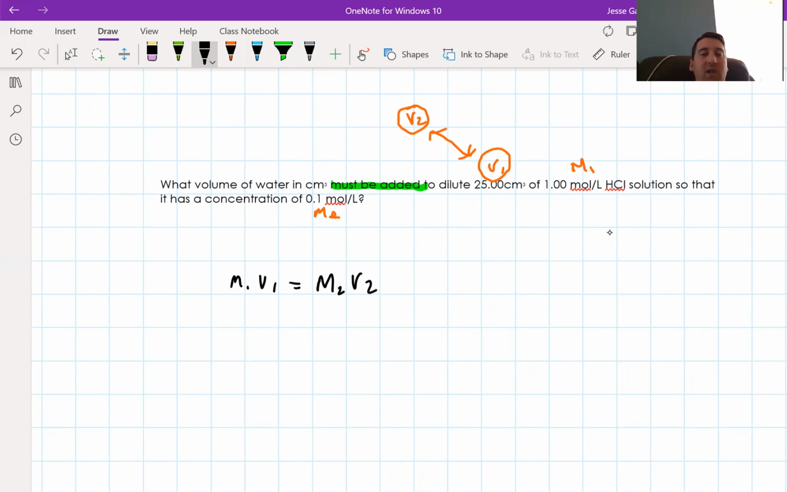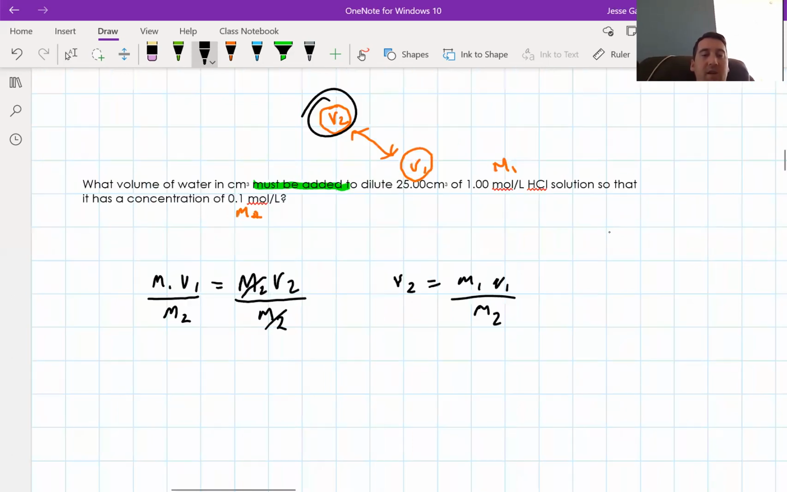So what we're trying to do is isolate to find V2. So what we're going to do is divide by M2 on the right to get rid of it and leave V2. And I'm going to do the same on the left, M2. So now I'm rewriting it as V2 equals M1 V1 over M2.